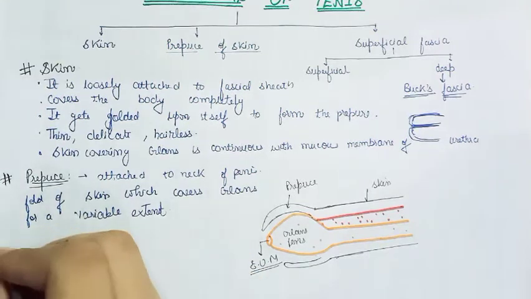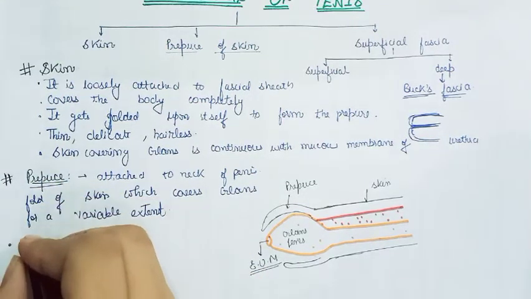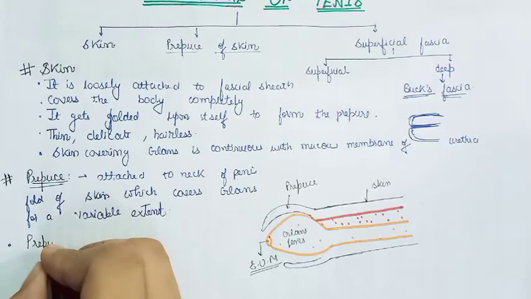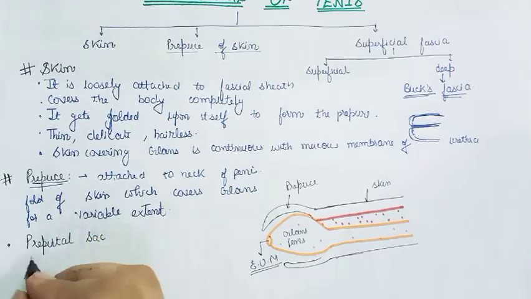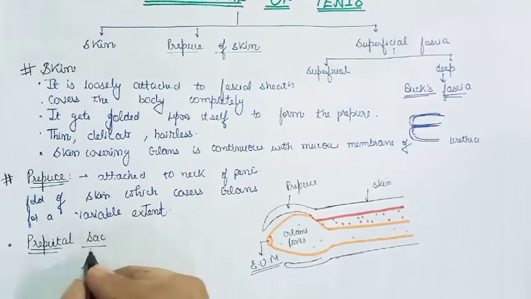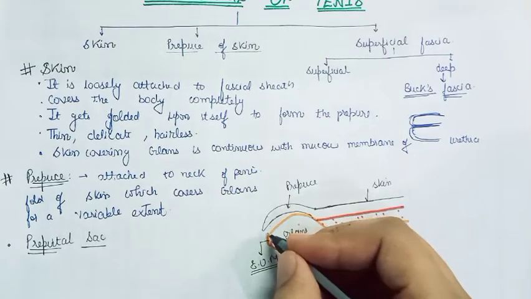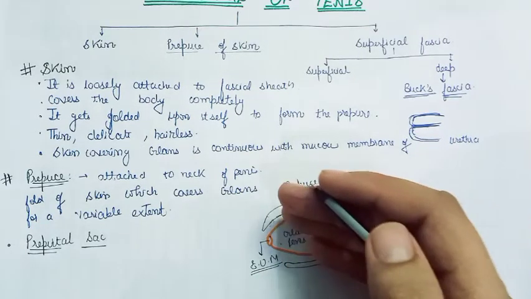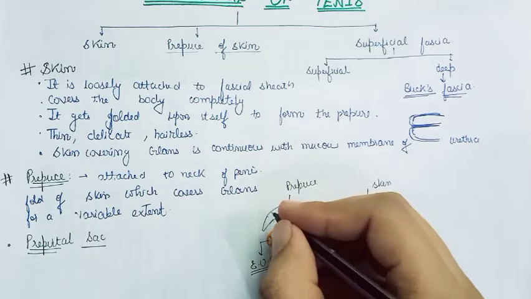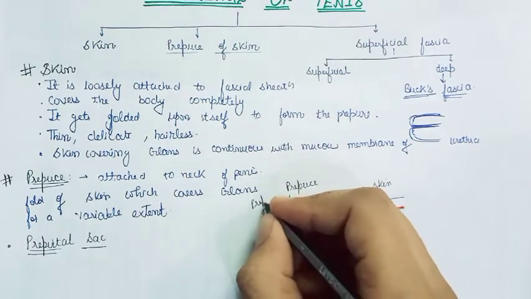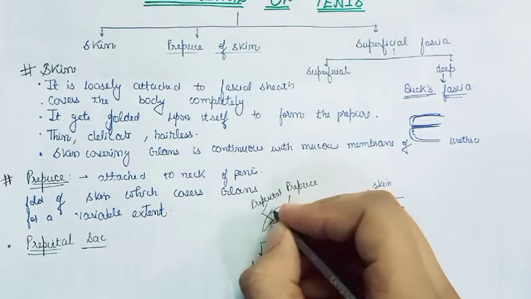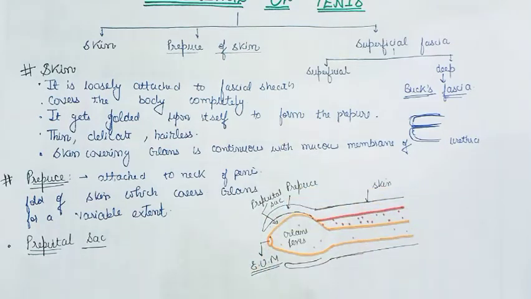The next point to discuss under the heading of the prepuce is the preputial sac. By the name you can guess it is something related to the prepuce. So what is it actually? Let's complete the labeling of the diagram and then you will understand. The space you are seeing here between the prepuce and the glans is just the preputial sac. So it is just a potential space.